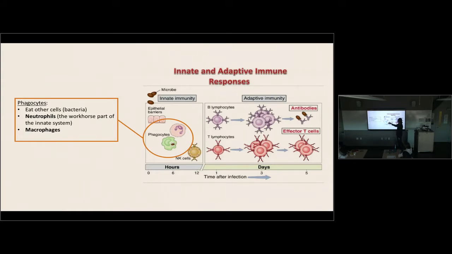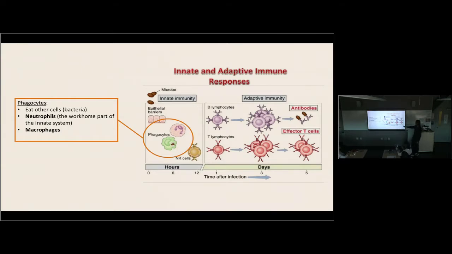And they usually do that by eating them. So we call that phagocytosis. And there's this whole group of cells that do that. And then there's various cells that will essentially assist in that function. And then after that kind of immediate phase, you move into this adaptive immunity response.